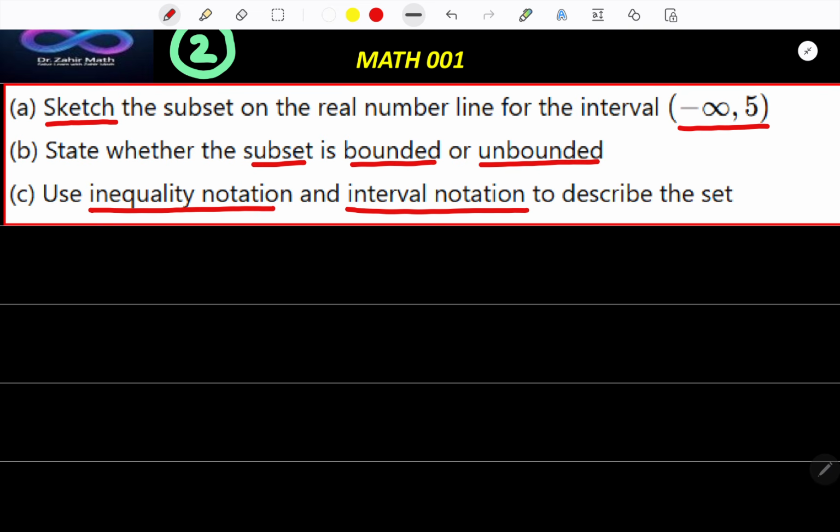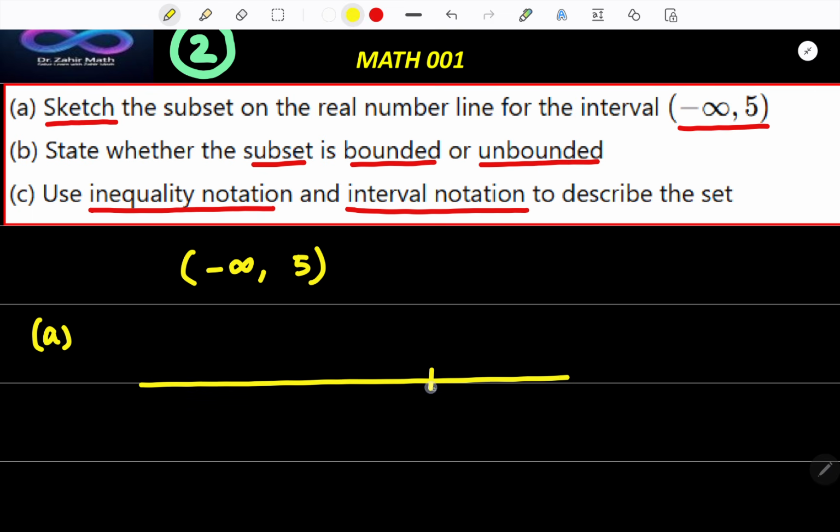Yes. What do you mean by the question? The question is minus infinity comma 5, right? So the first question is what? Sketch. So we are going to draw the line. I'm going to draw the line and this is the number 5. I told you, just put 0 also. And this is negative infinity and this is positive infinity.